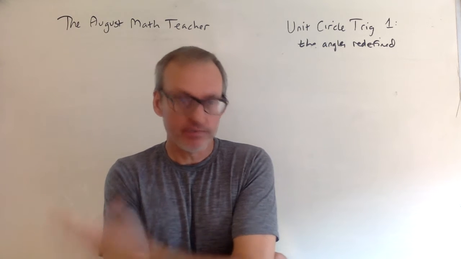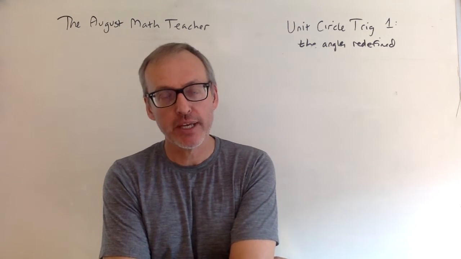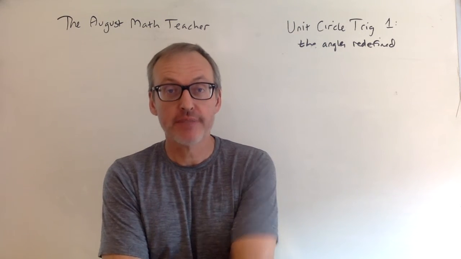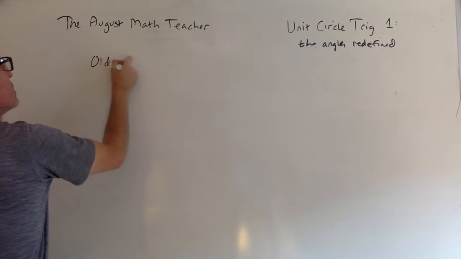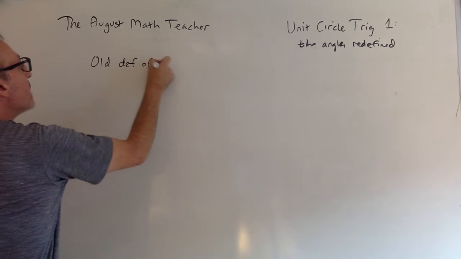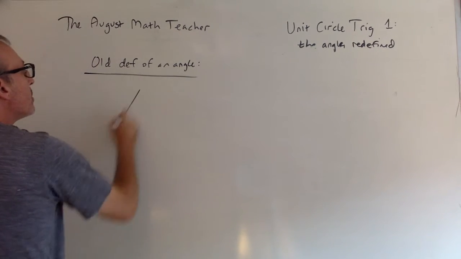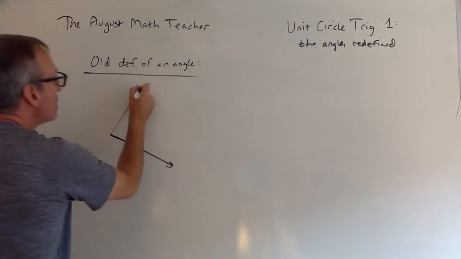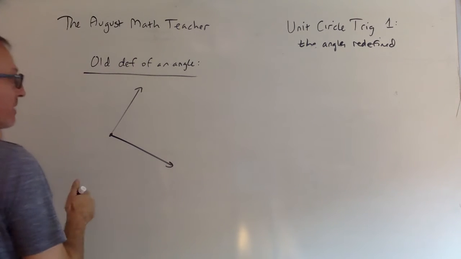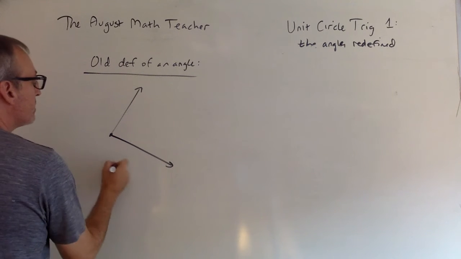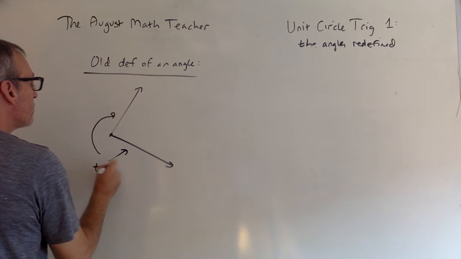You've probably learned and known for many years what an angle is from geometry. It's two rays. It's just two rays. So here is an old definition of an angle. Your old definition of an angle was you just take two rays which start at a vertex and go out. They are sort of half of lines. And this is a ray and this is a ray, so two rays make an angle.